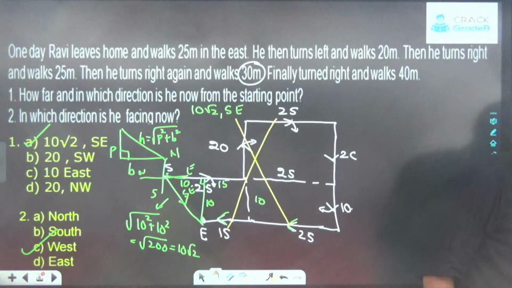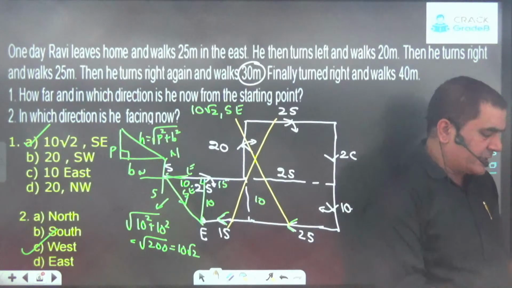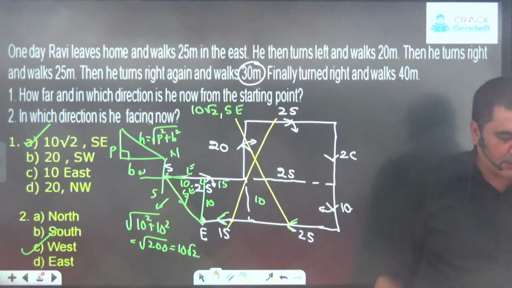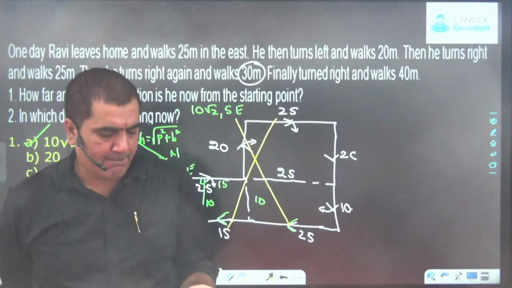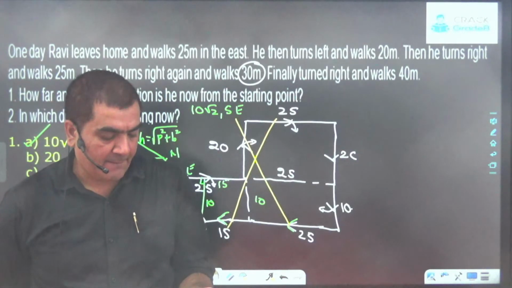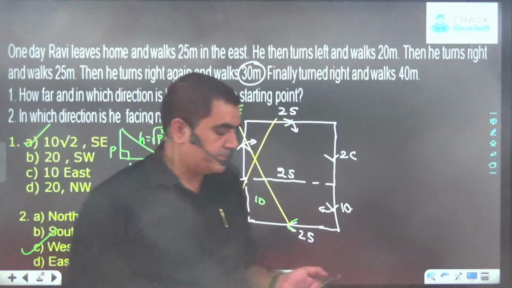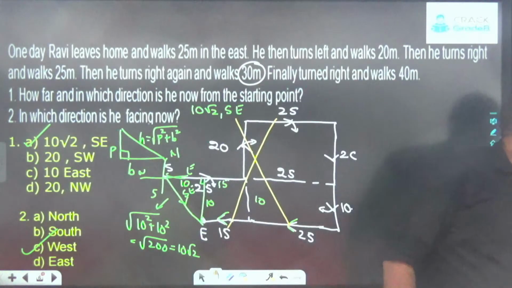Up to this one, everything is clear. Anyone, any doubt? Chalo ji, let's get the answer. Let's see how to get the answer for the first one.